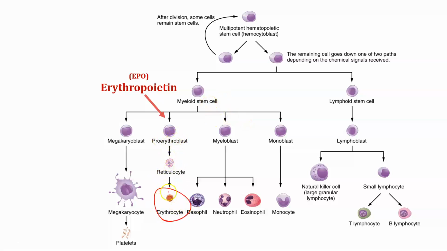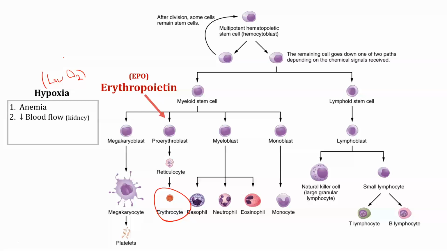So all that to say, if the body needs more red blood cells because of a condition known as hypoxia, which basically means just low oxygen in the body, this could be due to a variety of reasons. One, anemia, meaning there's not enough red blood cells to carry the oxygen. Two, there's not a lot of blood flow, specifically to the kidney. This is kind of a weird one. We'll talk a little bit more about that later. The kidney is kind of the place where this hormone is made, so that's why blood flow to the kidney is important.